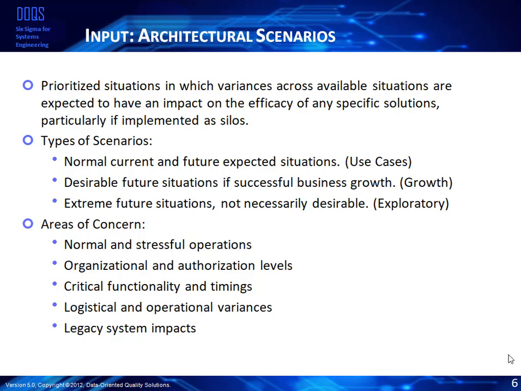So if the business is looking to double its volume in the next year, don't design your system for the current volume, design it for that future volume. So the areas we're concerned with here are the normal and stressful operations of the system. Organizational authorization levels, could that change over time? Some critical functionalities and their timings, some of the logistical and operational variances that we might not want to see increase over time, and some of the legacy system impacts for the systems around our system that we want to deal with.